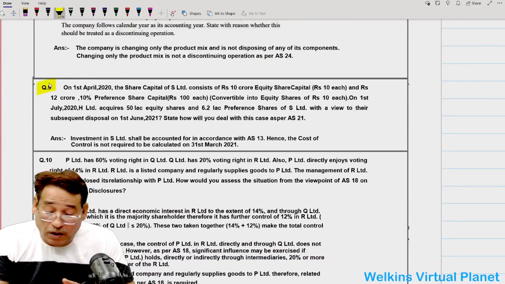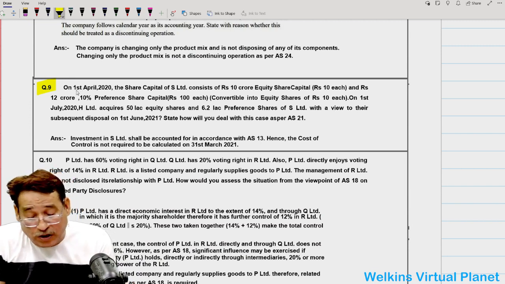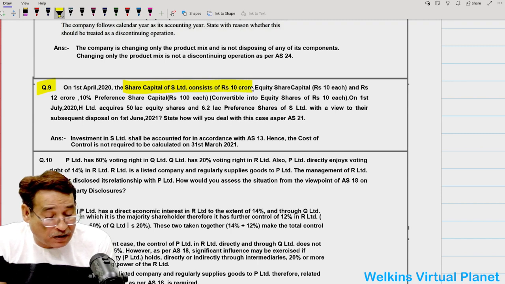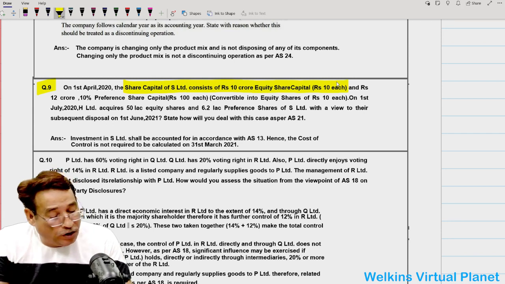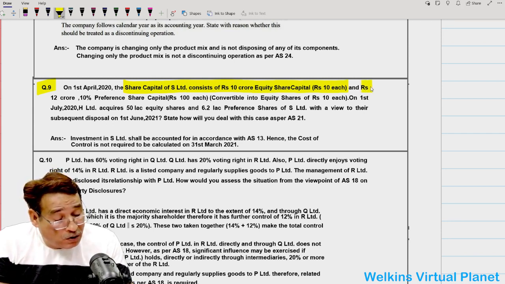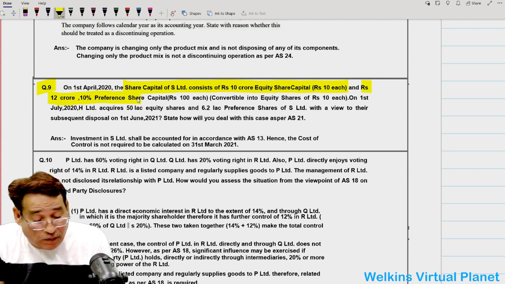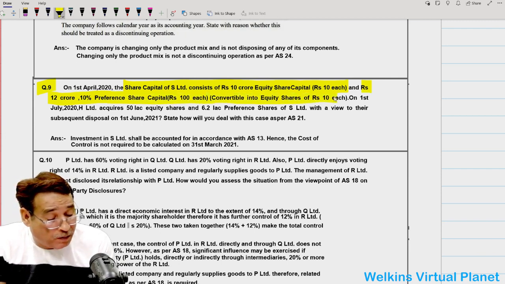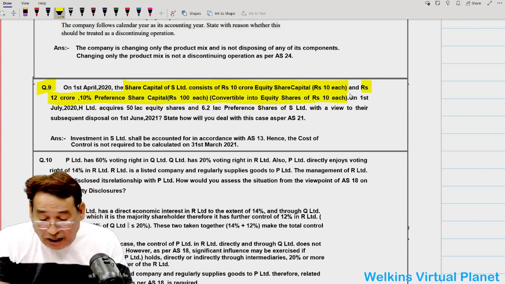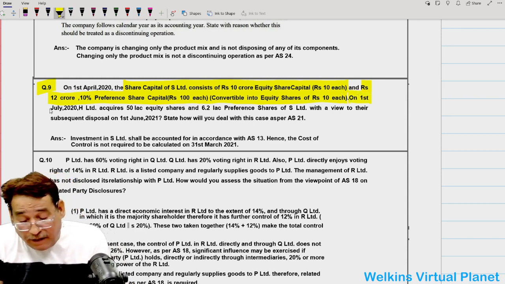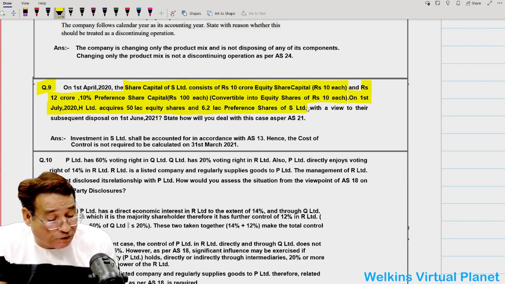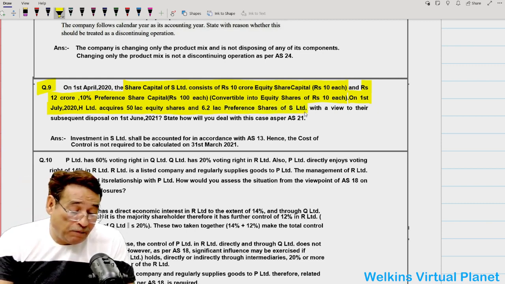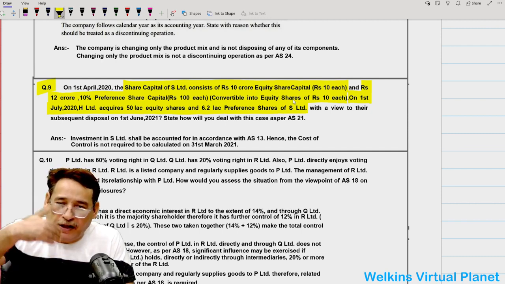As far as question 9 is concerned, it is written that on 1st of April 2020, the share capital of S Limited consists of 10 crore equity shares of 10 each. This question is similar to the one which we did earlier, I think. It also has rupees 12 crore worth of 12% preference share capital, which is convertible into equity shares. It is absolutely similar to that. On 1st of July, H Limited acquired 50 lakh equity shares and 6.2 lakh preference shares of S Limited. Up to this line, this question is similar to the one which I explained earlier.